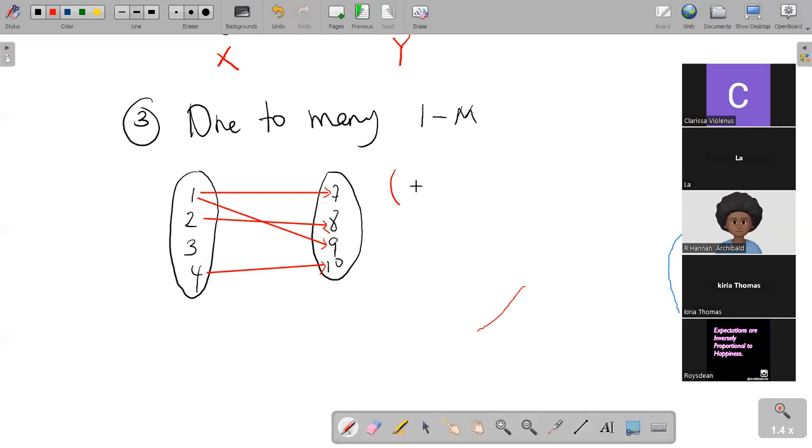What's my first ordered pair? 1, 7. Don't forget your brackets. What's the second ordered pair? 1, 9. Very good. Next ordered pair. Where's 2 going towards? 2 is going towards 8. And the last one is what? 4 to 10. Everybody see that?